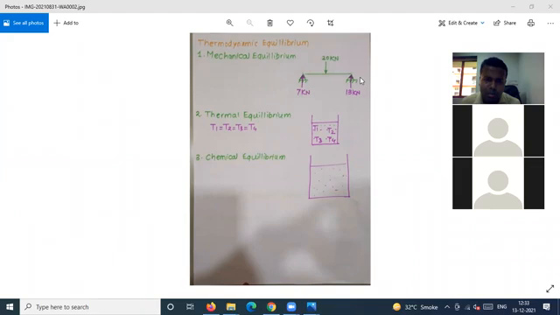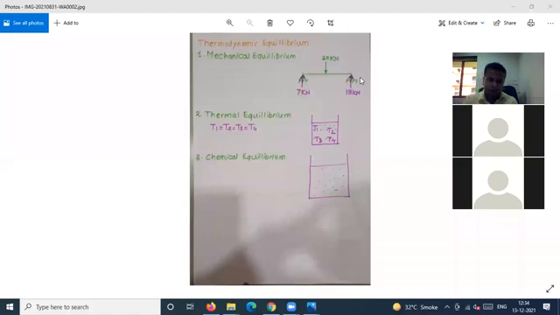Now let us go to thermal equilibrium. As the name indicates, it is related to temperature. If the temperature at any point within the system is the same, then the body is said to be in thermal equilibrium. Simple. If you measure the temperature at any point and it comes out the same, you can say the body is in thermal equilibrium.